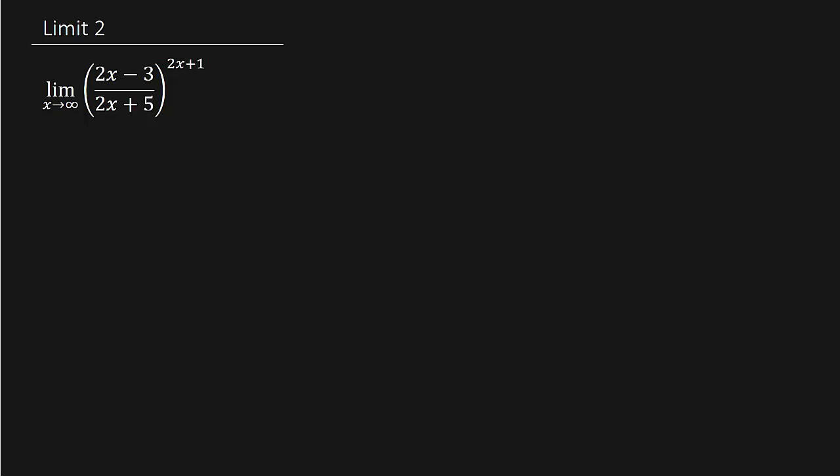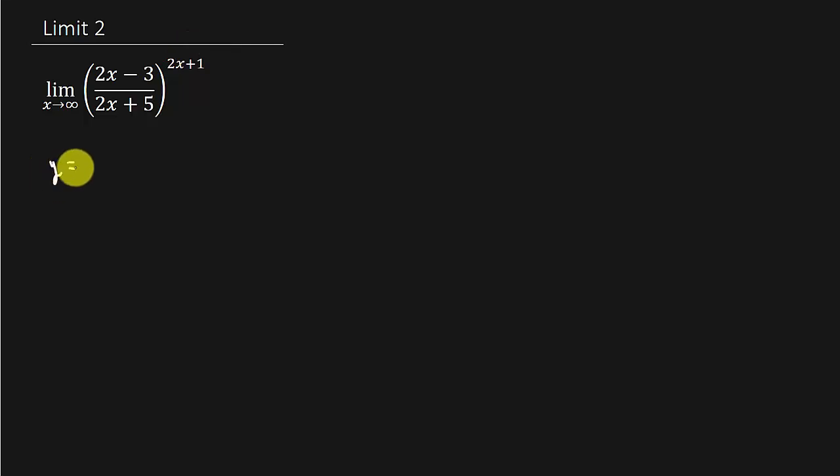So if you look at this as x goes to infinity, this part on the inside is just 1. Because remember, you can drop off the minus 3 and the 5, and you end up with 2x over 2x, which reduces to 1. And then as x goes to infinity, that exponent is going to infinity. So you got 1 raised to the infinity, which is an indeterminate form. All right, so let's see how we work this.